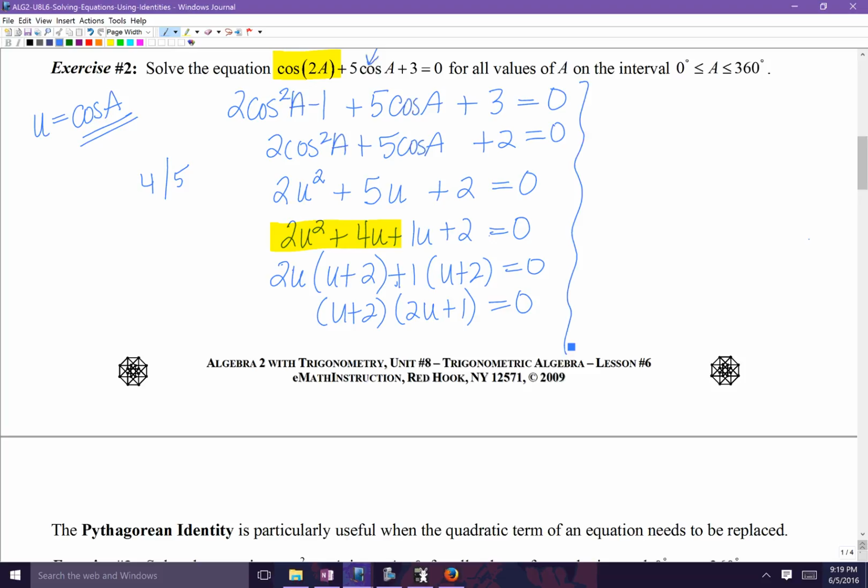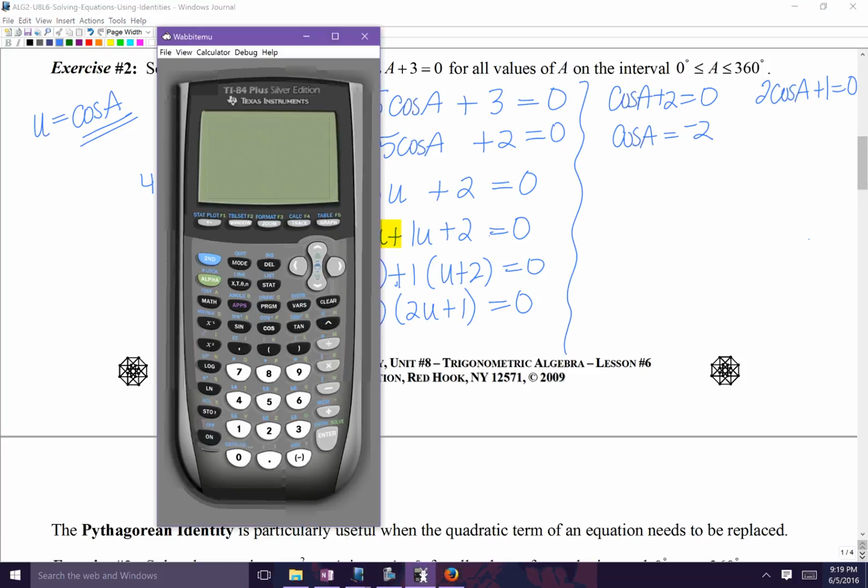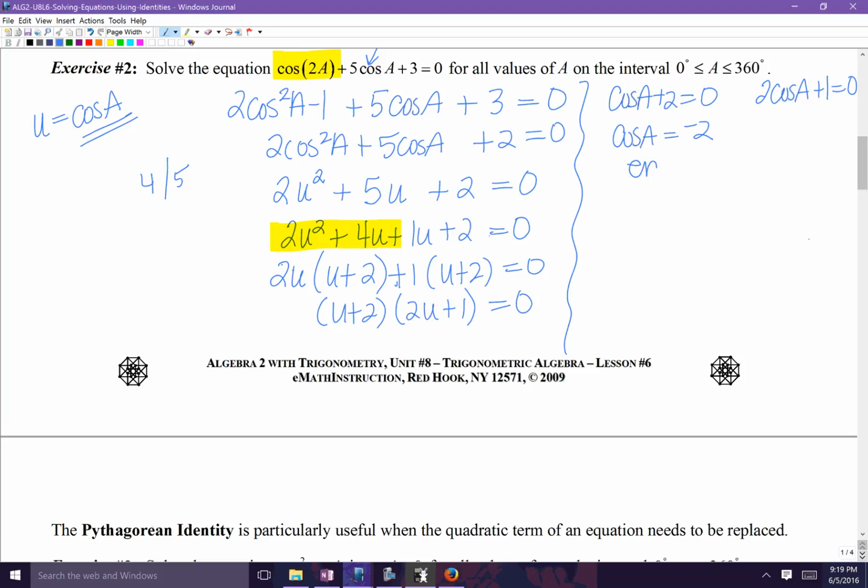So I'm going to have cosine of a plus 2 equals 0, and not u, but cosine of a plus 1 equals 0. All right, so let's solve. So I have cosine of a equals minus 2 to the other side. Well, if you go to your graphing calculator, and you say, all right, I have to turn this into a degree measurement. Secant cosine of negative 2. What happens? You get an error message, which is correct. You should get an error message. So this is an error, so we omit this one.